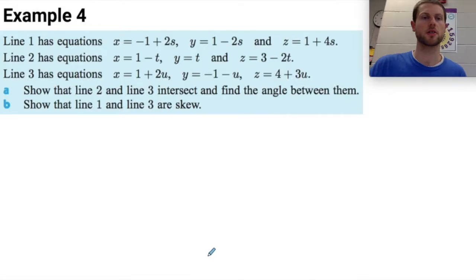All right, let's take a look at this example here where I have 3 lines, and now I want to do 2 different things. I want to first show that lines 2 and 3 intersect. Then I want to find the angle between them. And then in part B, I want to show that lines 1 and 2 are skew. This is going to take a little bit of room here.